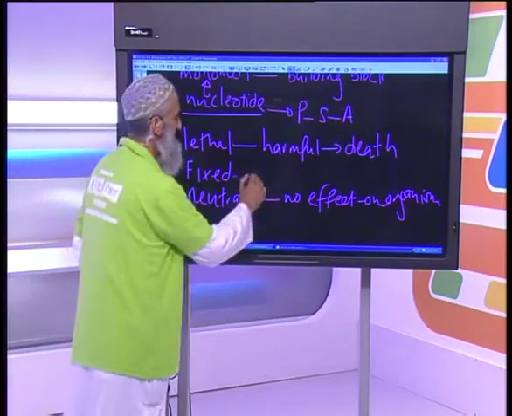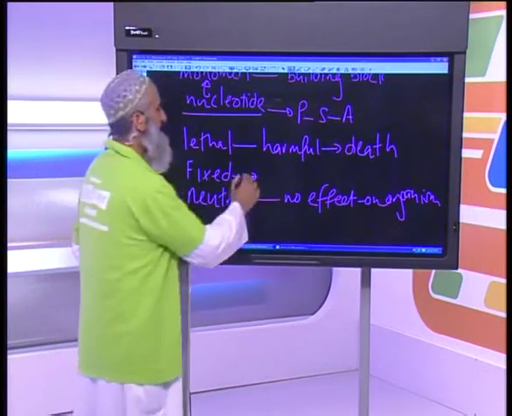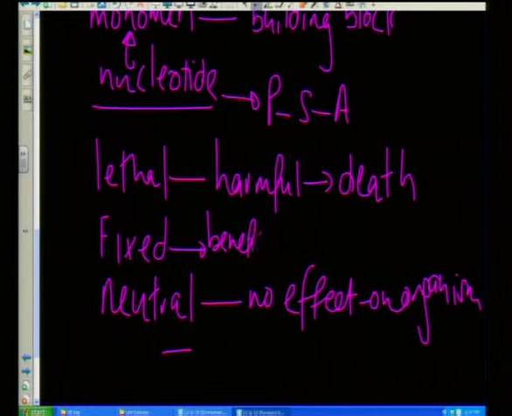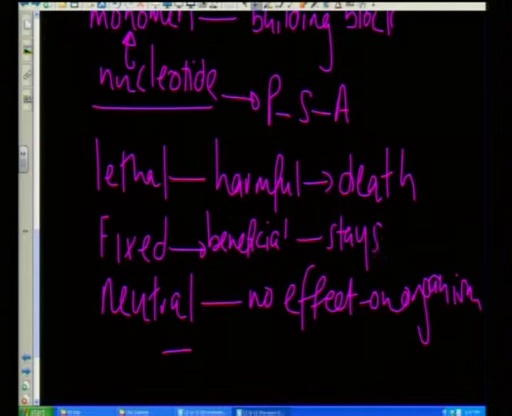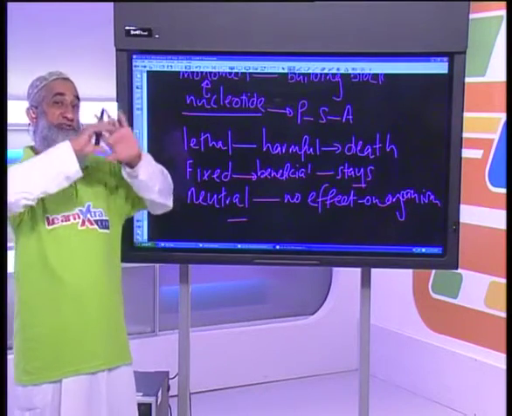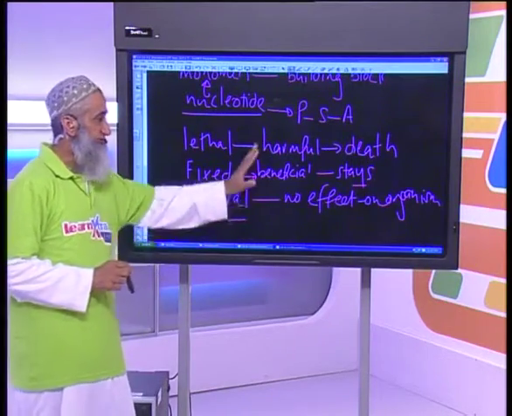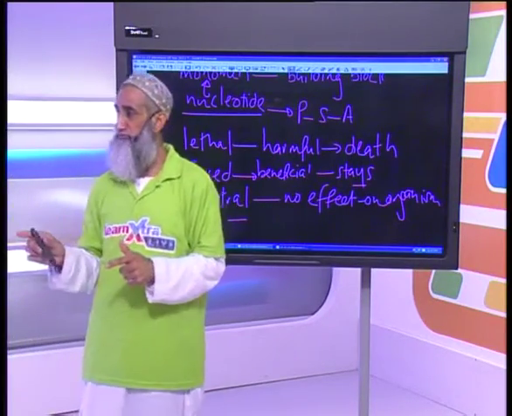And a fixed mutation is generally one that becomes beneficial. This mutation is so good that it gives certain organisms advantages over other organisms. And therefore, these organisms survive, and the ones without this mutation, they die. So this becomes a beneficial one, and it stays with the organism. So it's a fixed mutation. Simple explanation, guys. Don't look too deep into this. Just remember what I have explained here.